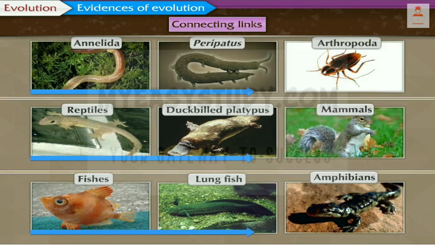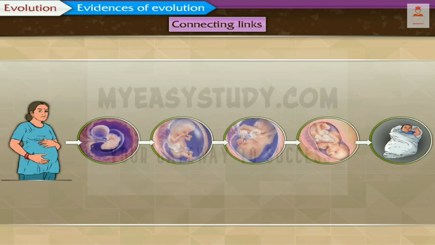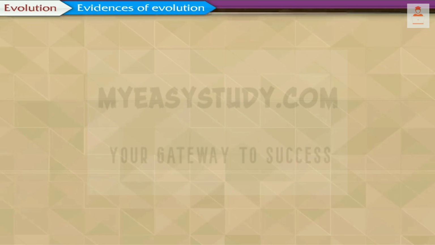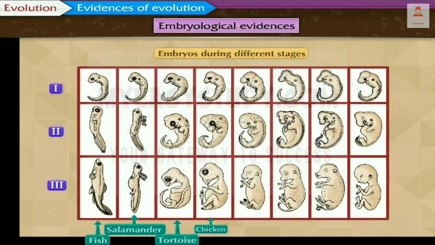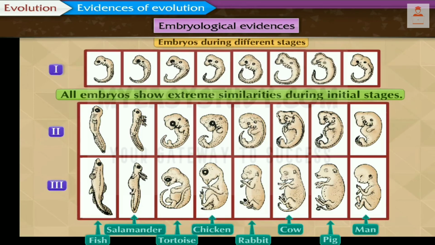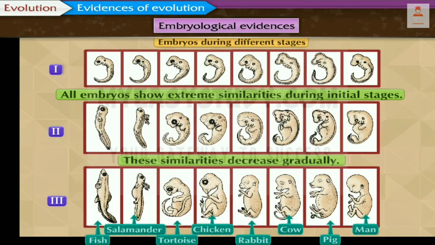After studying about connecting links, let us now move on to study about embryological evidences. Embryological evidences. To know what is exactly meant by embryological evidences, first we will do a comparative study of embryonic developmental stages of various vertebrates shown over here. From the comparison, we get to know that all embryos show extreme similarities during initial stages, and these similarities decrease gradually.